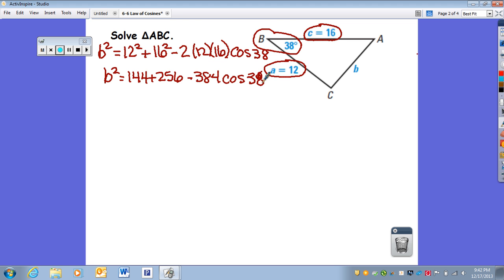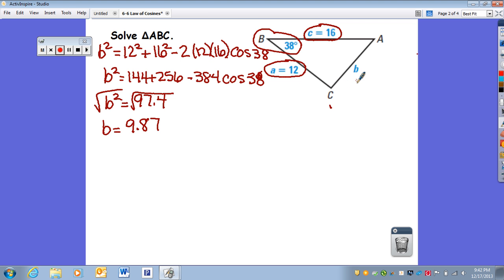And when we put that into our calculator, we are going to get b squared is equal to approximately 97.4. But we don't want to know what b squared is, we want to know what b is. So we're going to take the square root of both sides, and then b will be equal to approximately 9.87 as the measurement of side B, or we could round it to 9.9.